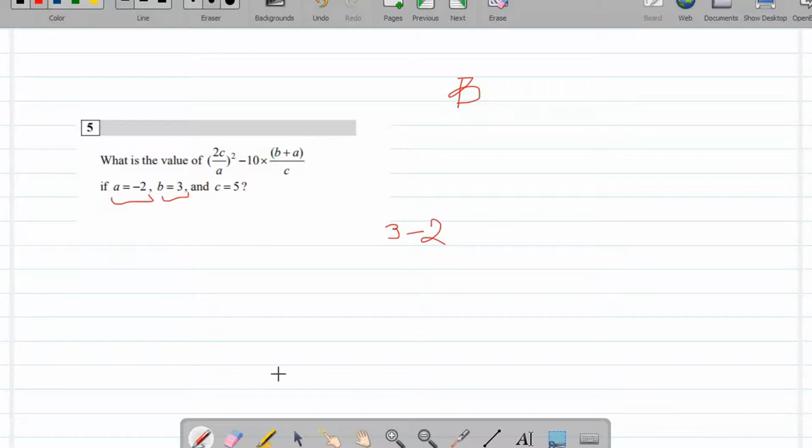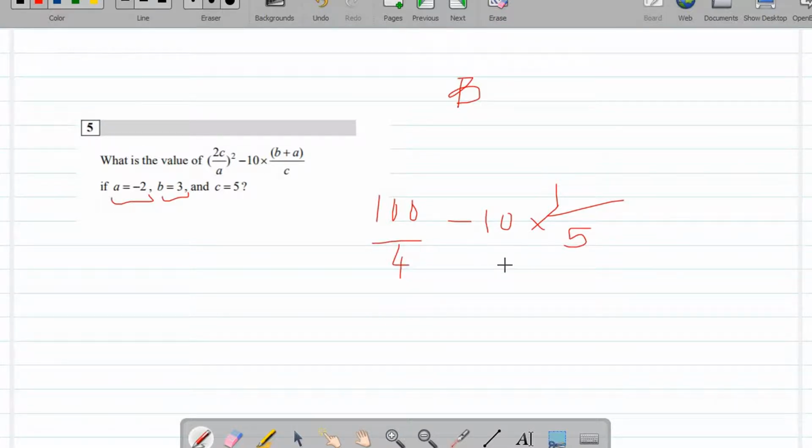So let's write that out. Now that's 2c squared. Let's put this 3 minus 2, which is 1, over c is 5, so 1 over 5. I have 10 times that. Minus, so 2c squared: this is 2 times 5, which is 10, raised to the power 2 is 100. And then a is minus 2, raised to the power 2 is 4.